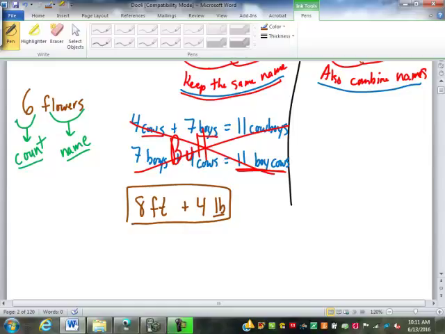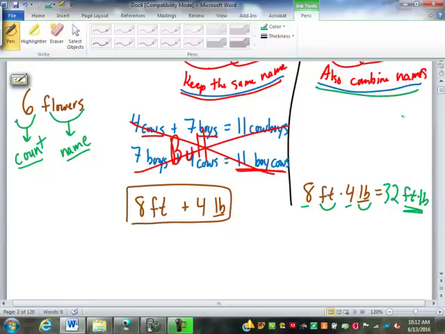But on the multiplication side of things, when I multiply, I'm going to combine the names, which means I don't have to start with the same names. 8 feet times 4 pounds, I am going to do 8 times 4 is 32. I combine the counts, but I also combine the names. Feet times pounds are foot-pounds, which is a unit of torque if you're dealing with mechanics, or a moment if you're dealing with structures and construction. That is legal because when we multiply, we combine the names. So when we multiply, we don't have to have the same name.